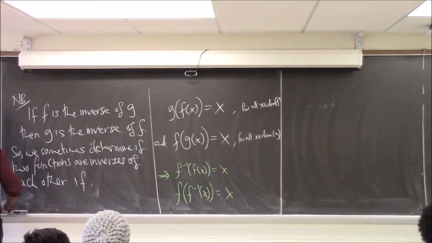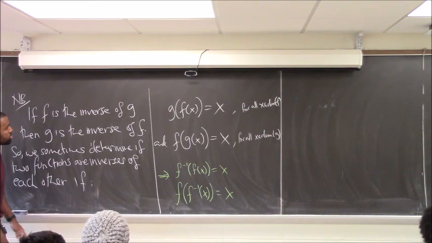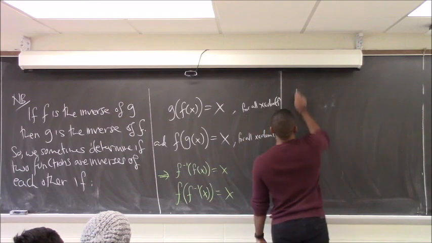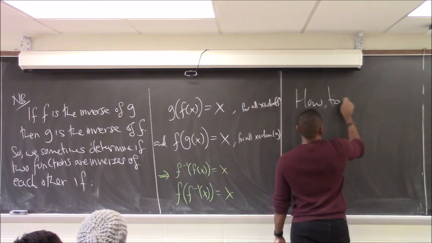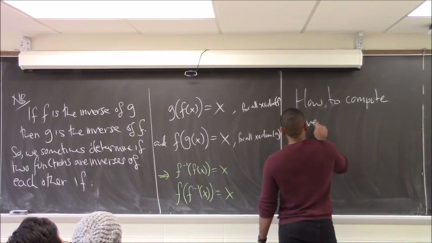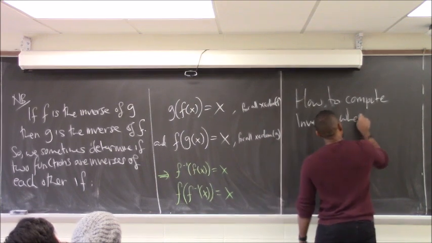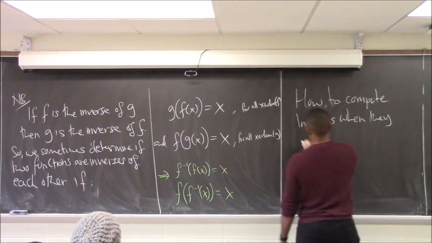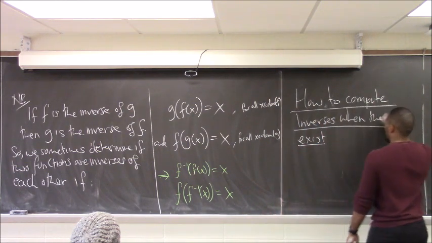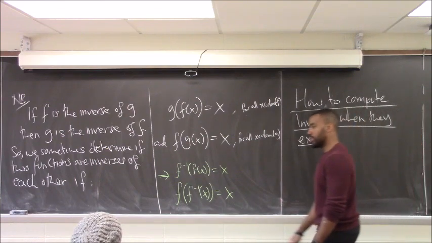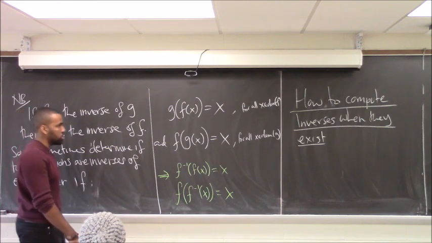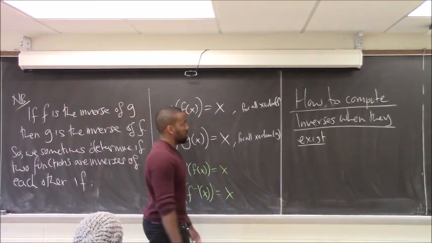How to compute one. I want to know how to compute inverses, assuming they exist, and how to actually sketch them. Probably next time I'll tell you when to know an inverse is going to exist, but it's probably not going to be relevant for a while.